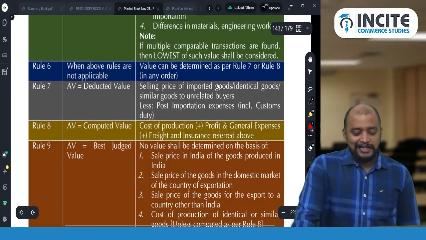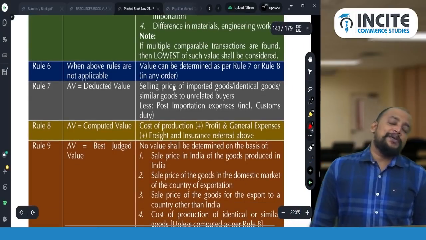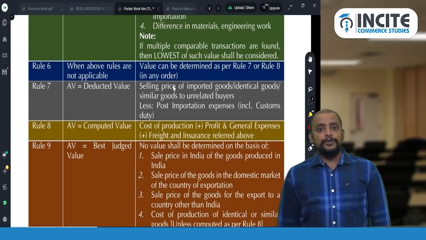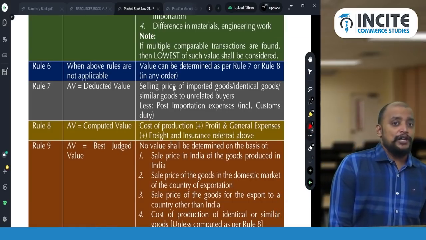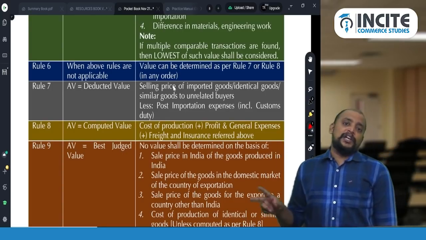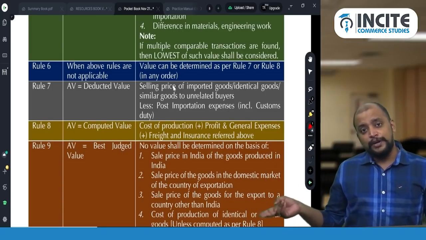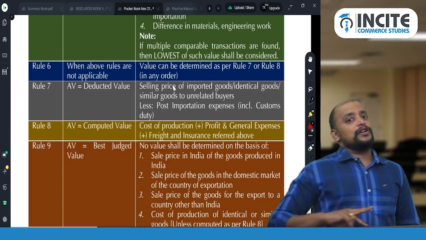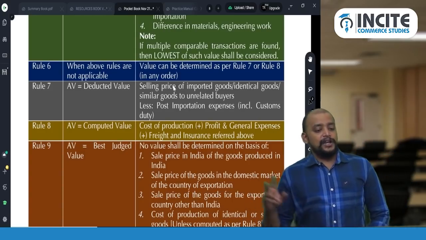Okay. Then rule 6. Rule 6 says that if you are not able to apply identical goods and similar goods, then take either computed value or deductive value, that is interchangeable. Between computed value and deductive value we can interchange. First we can go for computed, if not deductive, or first we can go for deductive, if not computed. So there we can interchange.